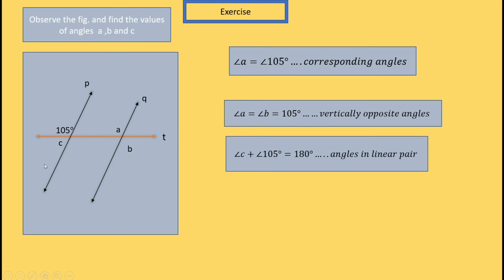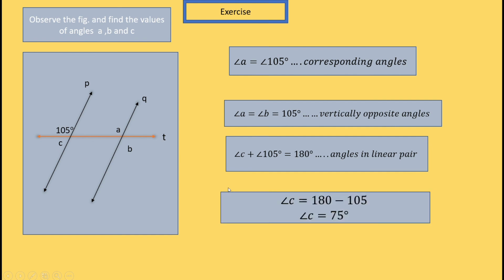Now let us consider these two angles, 105 degree and C, and these angles are angles in the linear pair, and so the measure of these two angles is equal to 180 degree because angles in the linear pair are supplementary, and by subtracting the terms we can find out the value of angle C is equal to 75 degree. So this is our answer, angle A is equal to 105, angle B is equal to 105, and angle C is equal to 75 degree.